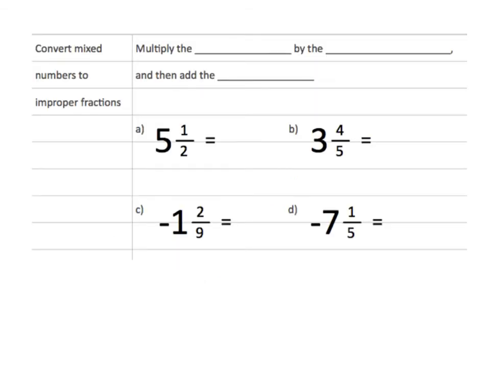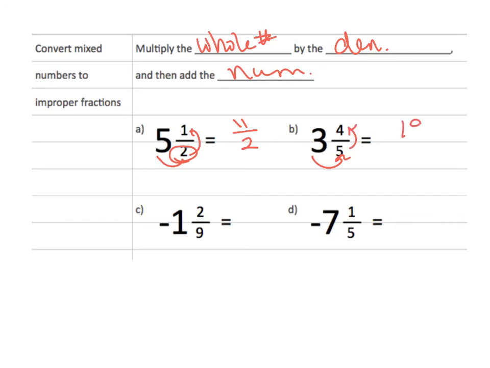So to do this, we said you multiply the whole number by the denominator and then add the numerator. 5 times 2 is 10, plus 1, 11. Denominator stays the same, 11 over 2. 3 times 5 is 15, plus 4 is 19 over 5.